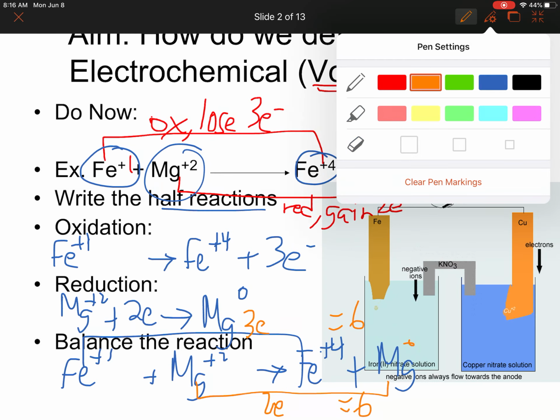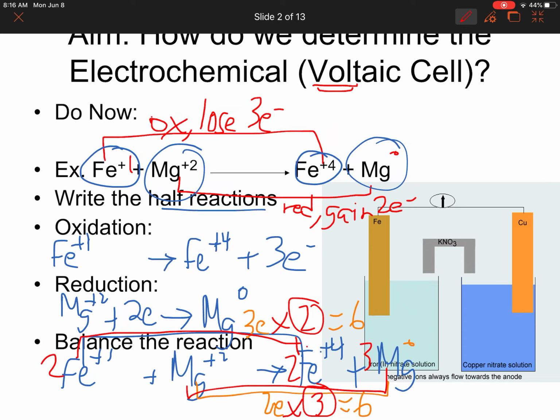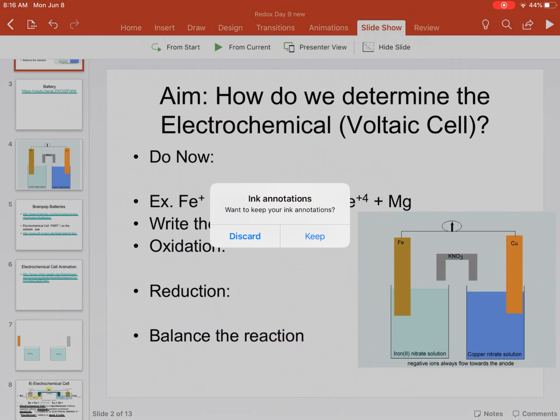So, the number you multiply by is the number that goes in front of the element. Well, 3 times what gives me 6? 3 times 2. So 2 was attached to Fe, so Fe gets a 2 as a coefficient. 2 times what gives me 6? Well, 2 times 3. That's attached to Mg. So 3 here, 3 here. Balanced equation. Okay, let's proceed.